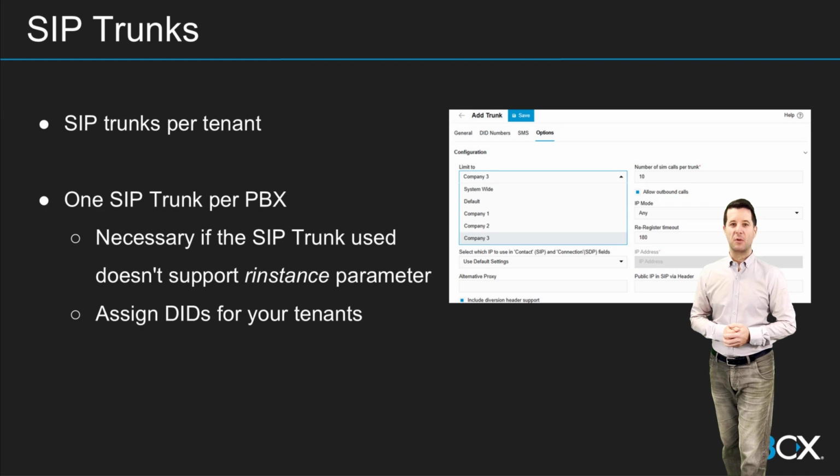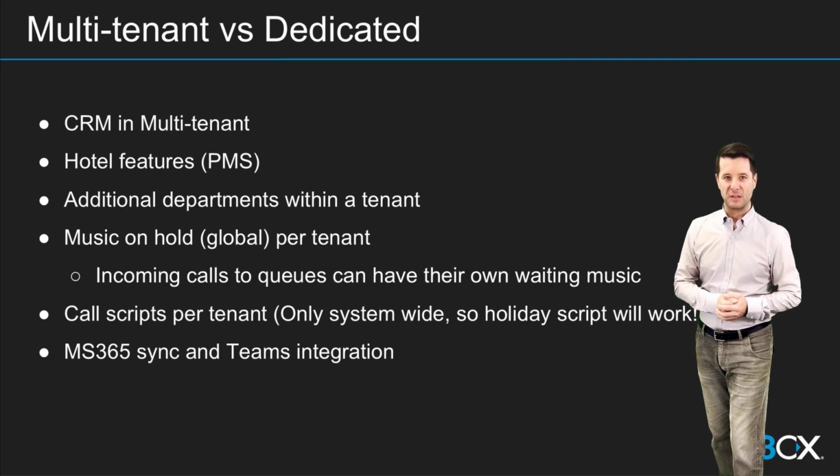It is now possible to register each tenant with its own unique SIP trunk, if your SIP provider supports the R instance parameter. Ensure proper DID assignment per tenant to manage incoming calls effectively. Alternatively, you can create a SIP trunk per PBX and it can be shared across the tenants. However, this can create billing headaches, which is why we strongly recommend using a preferred provider who supports the R instance parameter.